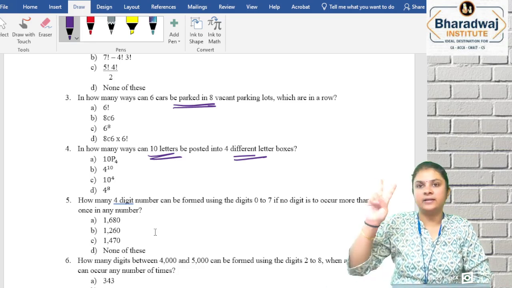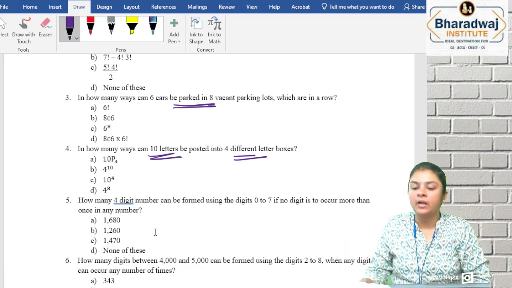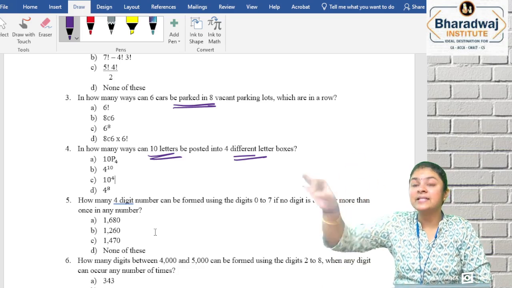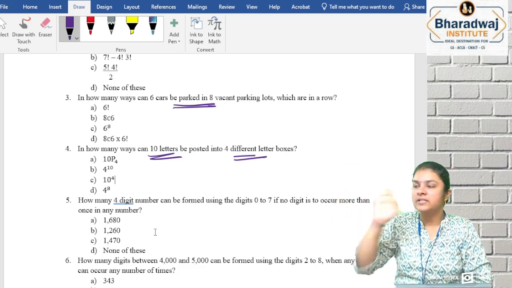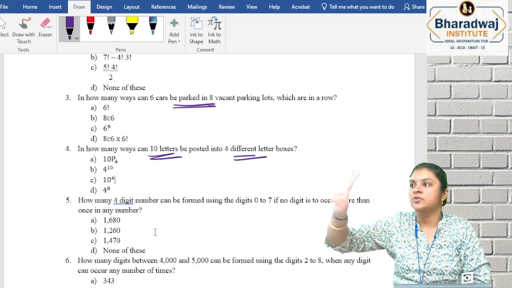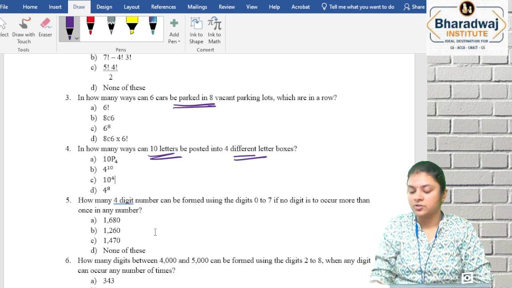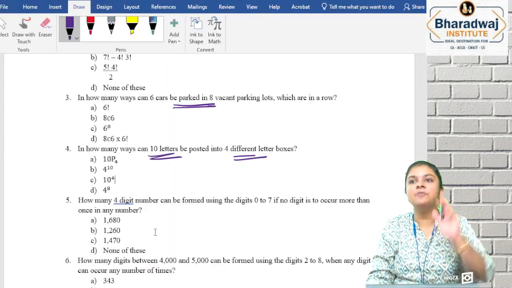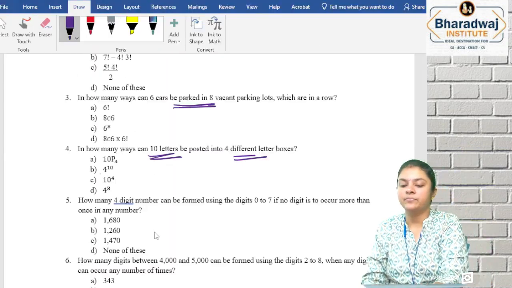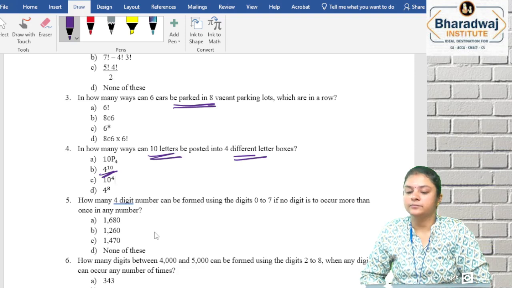Now there are two numbers, 10 and 4. In this, what is n? What is r? That is what we have to think. Now, 10 letters can be posted. So for one letter, how many options do I have? 4. So what is n? 4. So your answer will be n to the power r, 4 to the power 10. Clear?